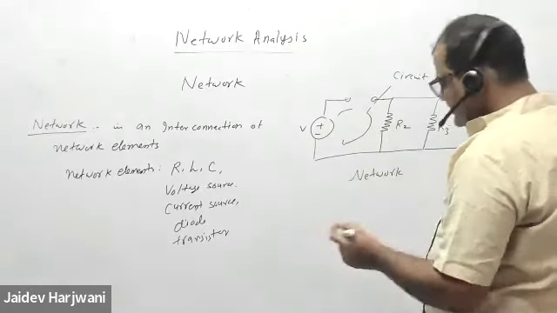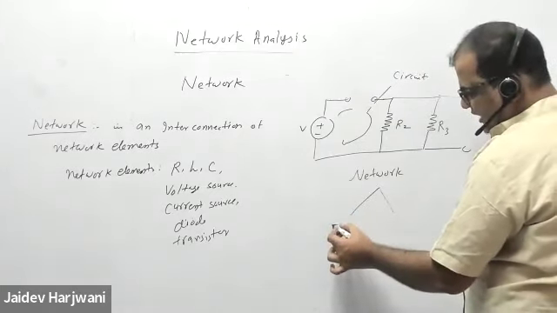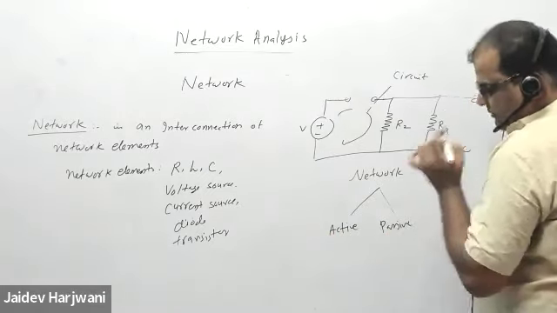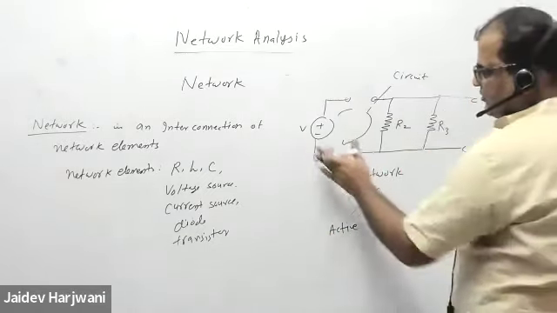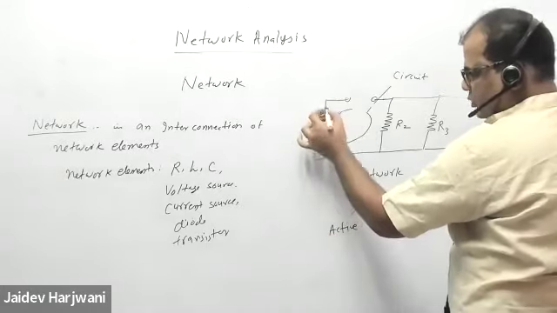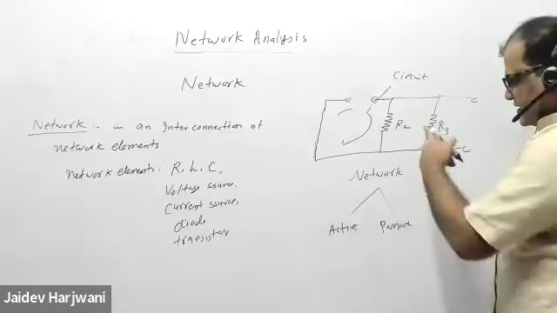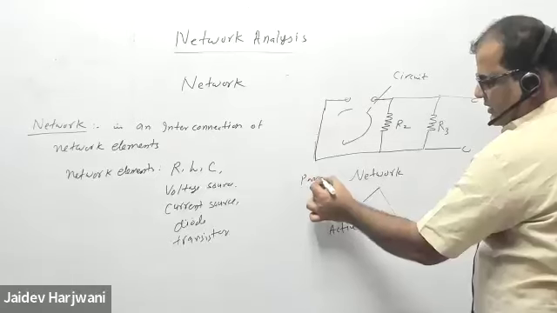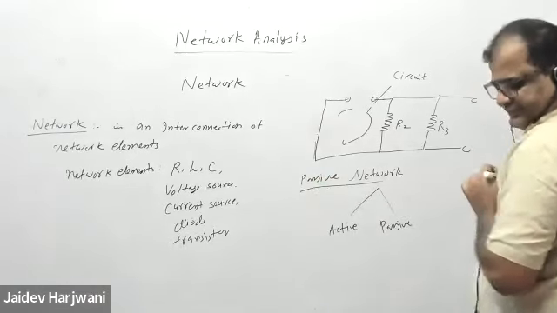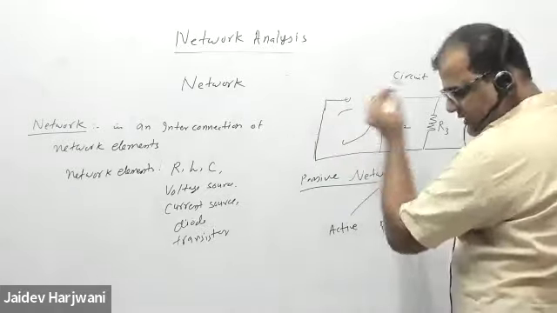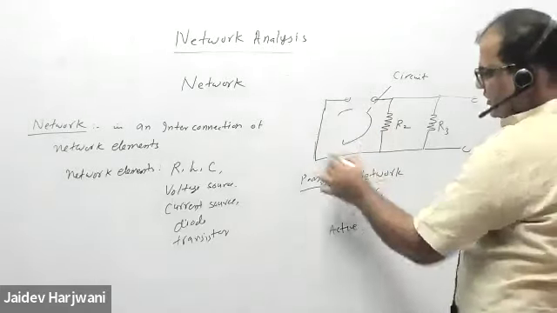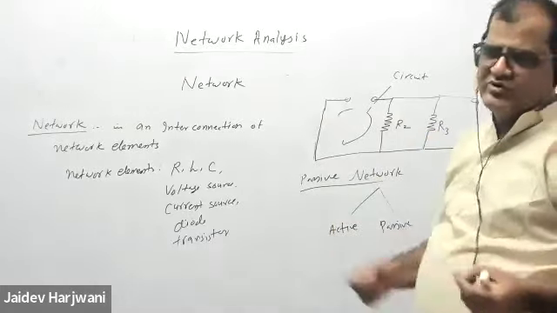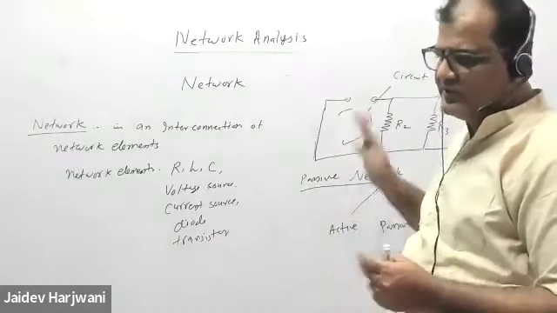A network can be active, and a network can be passive, but a circuit cannot be passive. Suppose I remove this source from here. It is still a network, but now it becomes a passive network. If a source is present, it is an active network. If a source is not present and only resistors, capacitors, inductors are there, and you join them randomly, it is still called a network.